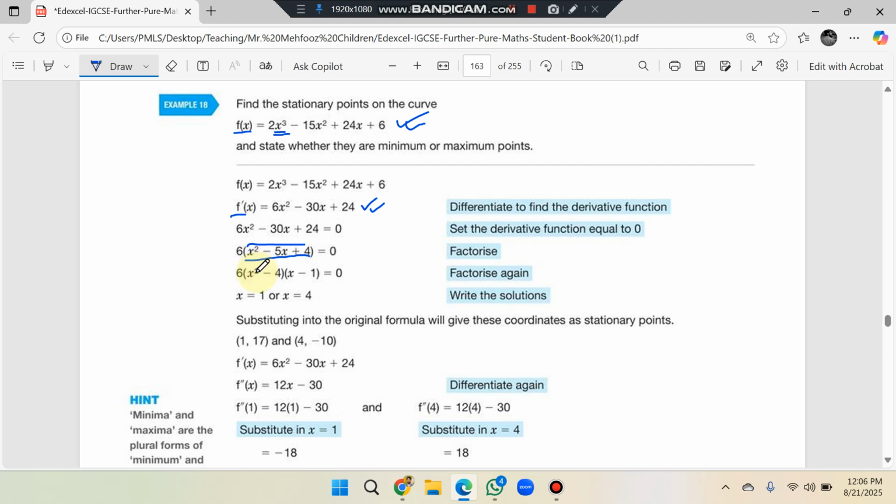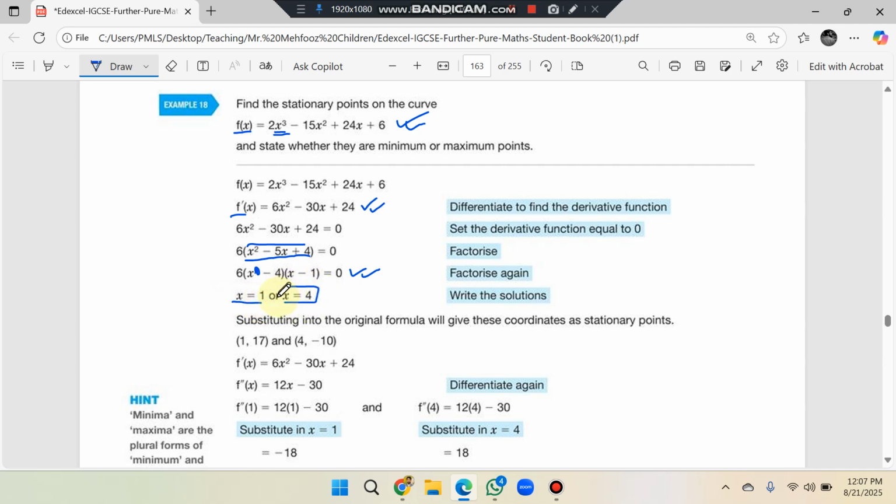This square is not included; it is a printing mistake. x minus 4 and x minus 1. So it will become 6 times x minus 4, x minus 1 equals 0. Do you have any problem? No. Okay. So from this equation, we have two values of x: x equals 1 and x equals 4.